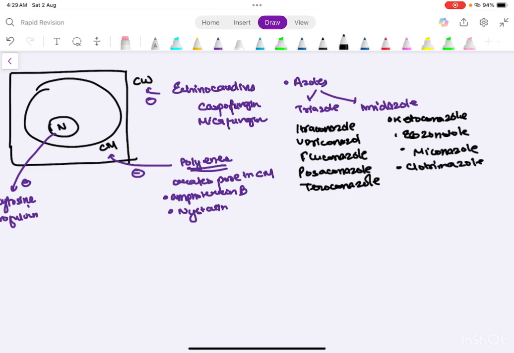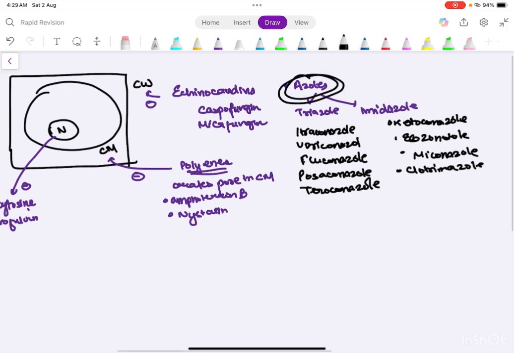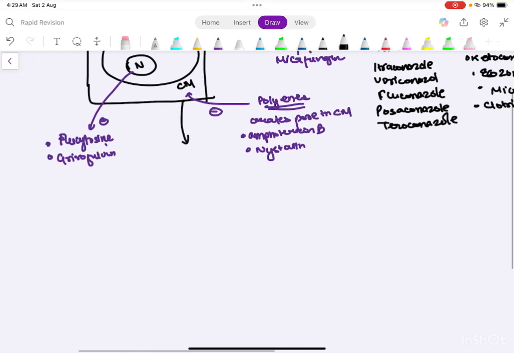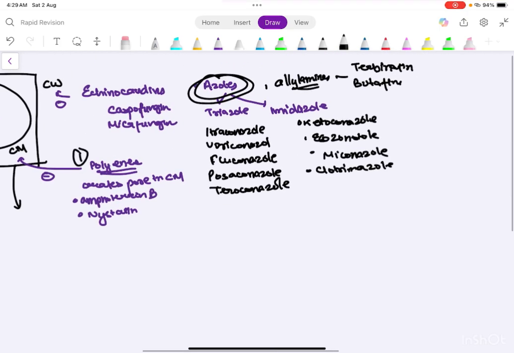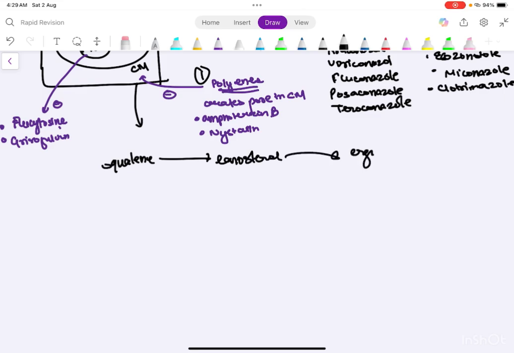Okay. Now, how do they inhibit the cell membrane? So in the cell membrane, there is one more class, which is allylamines. So you have to remember allylamines also. Now see, in allylamines we have terbinafine, butenafine. Okay. Now, basically in the cell membrane, you have squalene. Now this squalene gets converted into lanosterol and this gets converted into ergosterol.